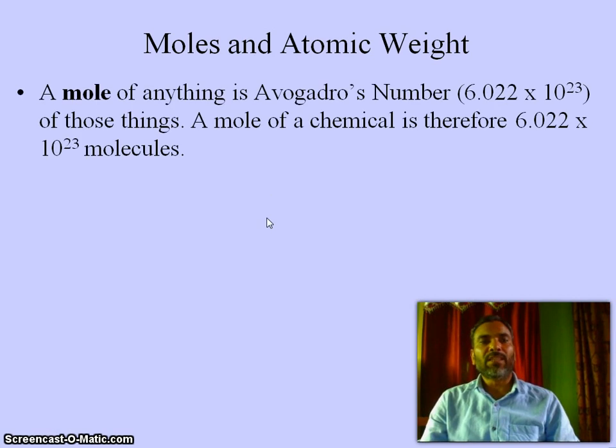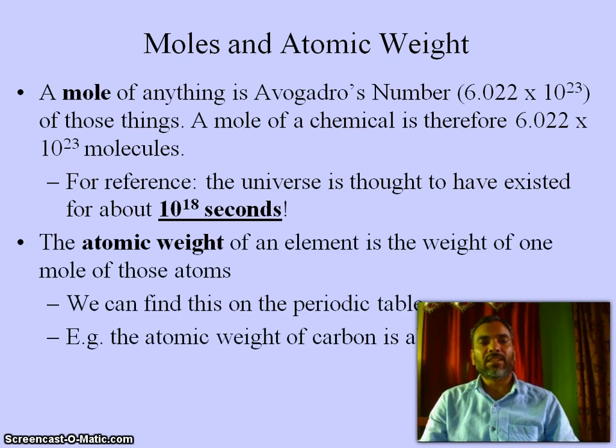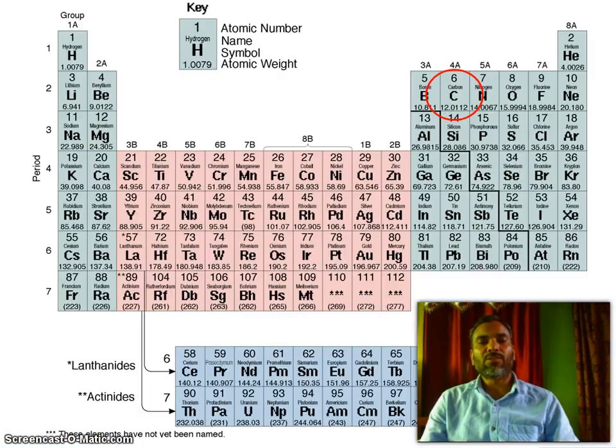Moles and atomic weight. A mole of anything is Avogadro's number, 6.022 times 10 to the power 23, of those things. A mole of chemical is therefore 6.022 times 10 to the power 23 molecules. For reference, the universe is thought to have existed for about 10 to the 18 seconds. The atomic weight of an element is the weight of 1 mole of those atoms. We can find this on the periodic table. The atomic weight of carbon is 12 gram per mole.